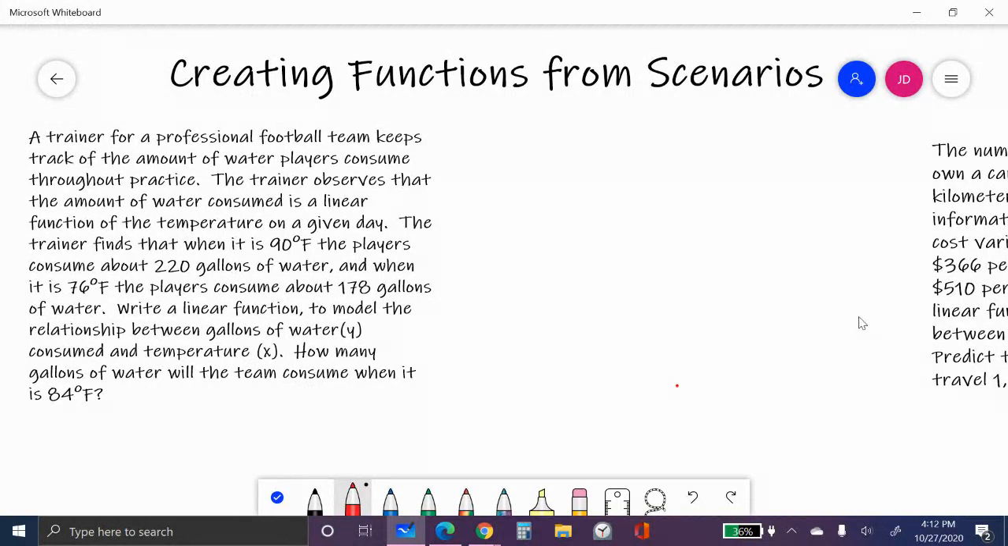All right, so we have to create our function rule first. Since we know it's linear, it's going to be in slope-intercept form. Remember, slope-intercept form is y equals mx plus b. So we want a y equals mx plus b equation. M is the slope. It's the rate. It's the rise over run. It's the change in y over the change in x. The b is the intercept where a certain value begins or starts.